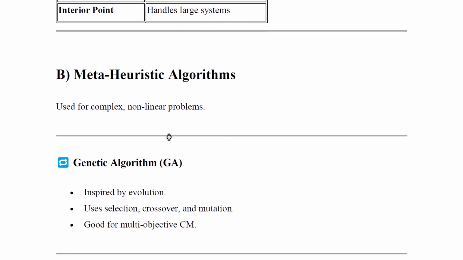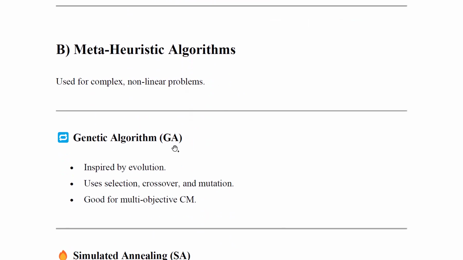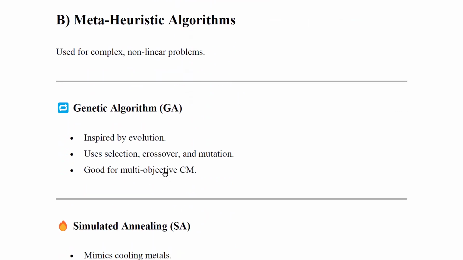Next comes the meta-heuristic optimization algorithms. They are used for complex and non-linear problems. Wherever non-linearity occurs, we can use meta-heuristic optimization algorithms. If you take the genetic algorithm, it is inspired by evolution and genetics. It uses selection, crossover, and mutation operations. So it is good for multi-objective congestion management.